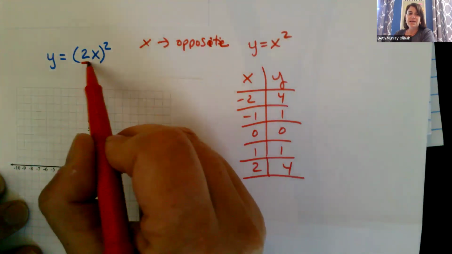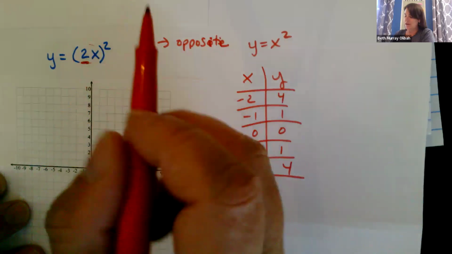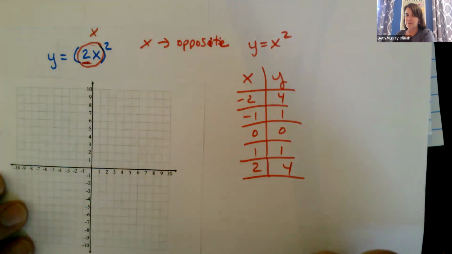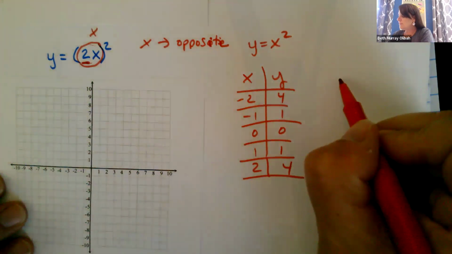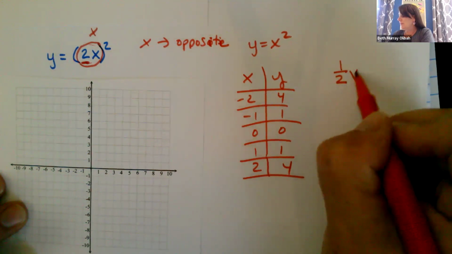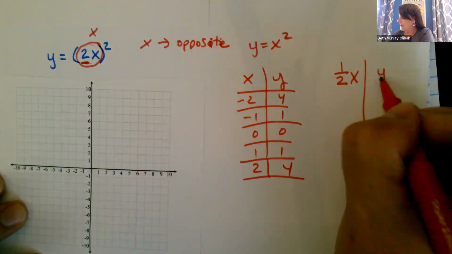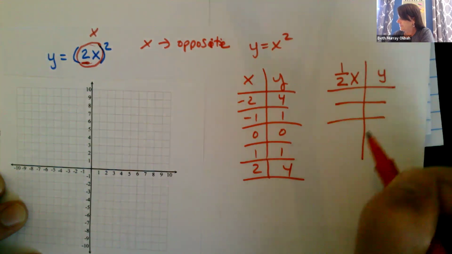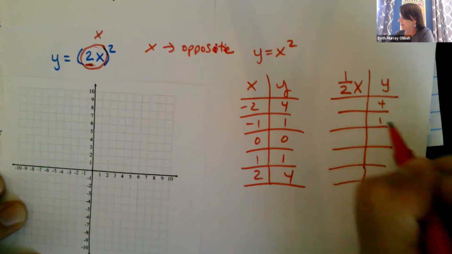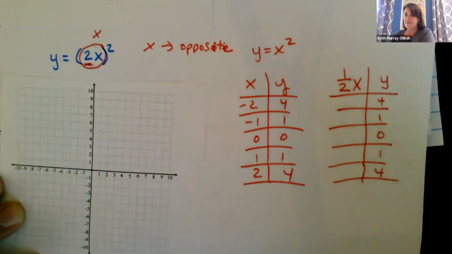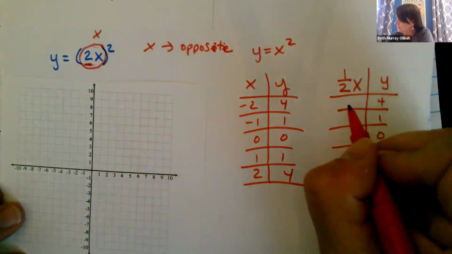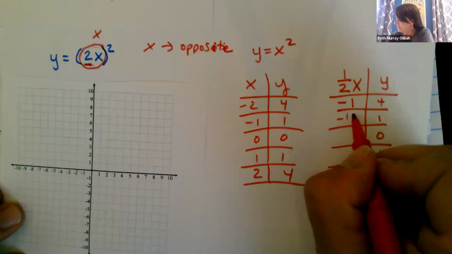So this is inside the function. So I need to be careful. I need to make sure that this stuff affects the x and that I do the opposite. So instead of multiplying my x by 2, I need to flip it and multiply by 1/2. So this time the y values should stay exactly the same as they were. But all of my x values that I had from the parent graph, I need to multiply by 1/2.